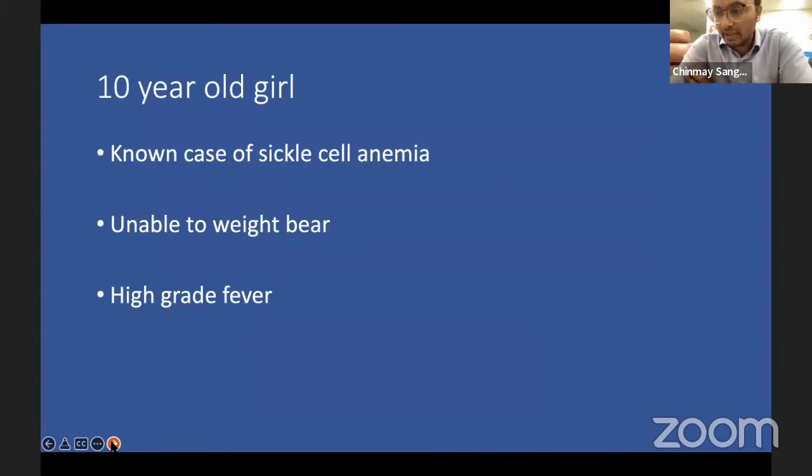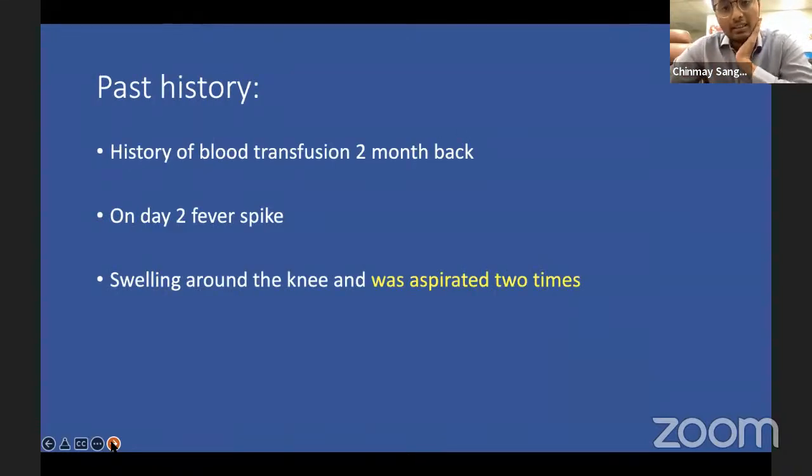A local orthopedic surgeon from the tehsil called me and told me that he is referring a patient, a 10-year-old girl, a known case of sickle cell anemia. She is unable to weight bear and has had a high-grade fever for the last 10-15 days. In the past history, she had a blood transfusion 2 months back. On day two she had a fever spike, which subsided with some antibiotic medication, but no local antibiotics. Swelling around the knee was noticed 10 to 15 days after that.